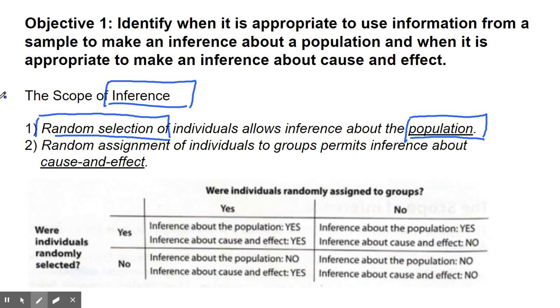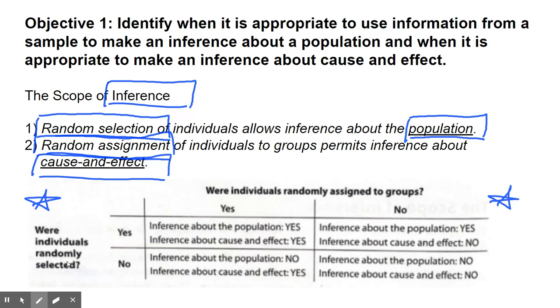Random assignment lets you make inferences about cause and effect, okay? So again, random assignment lets you imply cause and effect. And the idea there is, remember, if you don't randomly assign your individuals to treatment groups, then you don't know if, say you put all the boys in one group and all the girls in the other group, then again, it could be a gender thing, not the treatment that you're giving. So again, random assignment is very important. So this scope of inference right here, this is super duper important for you to think about.